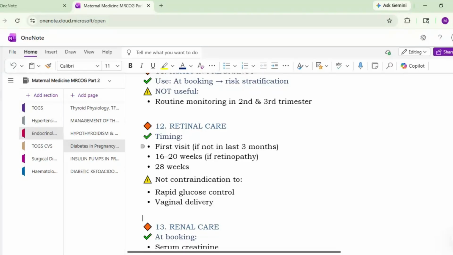If the first visit or the last screening shows retinopathy, then you will do it at 16 to 20 weeks if there is a retinopathy diagnosed. Otherwise we will do it at 28 weeks. So first, you will do it in the first visit if retinal screening is not done in the last 3 months. If it shows retinopathy, you will repeat between 16 to 20 weeks. But if there is no retinopathy, you will not do it at 16 to 20 weeks. You will do it at 28 weeks. I hope this is clear to you.